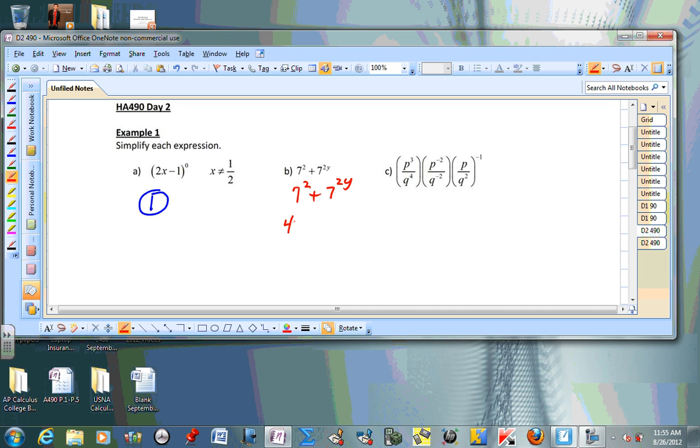Now you could call that 49 plus 49 to the y power. That means it just looks different. Either one of these answers would be correct.